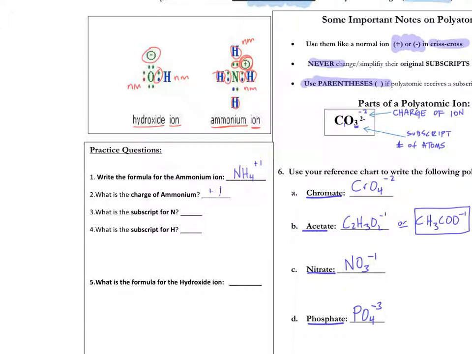What is the subscript for nitrogen? There's no number written below nitrogen, so it's implied that it's a 1. But when you look at hydrogen, hydrogen has a 4 attached to it as a subscript, meaning there are 4 hydrogens.